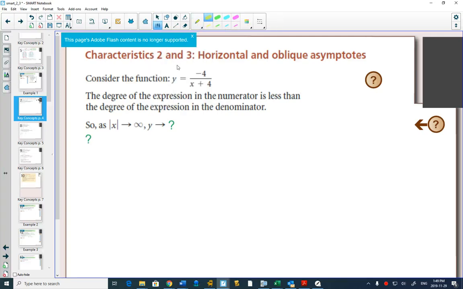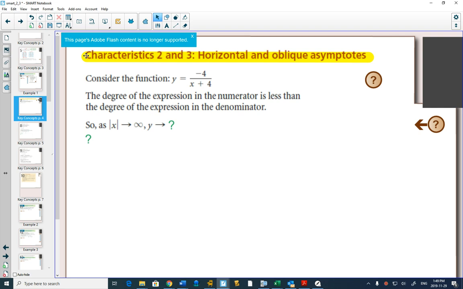Characteristics 2 and 3, which was step 3 in ours. When do we have horizontal asymptotes? When do we have oblique asymptotes? Okay? I'll summarize this in the end, looking at this first equation.